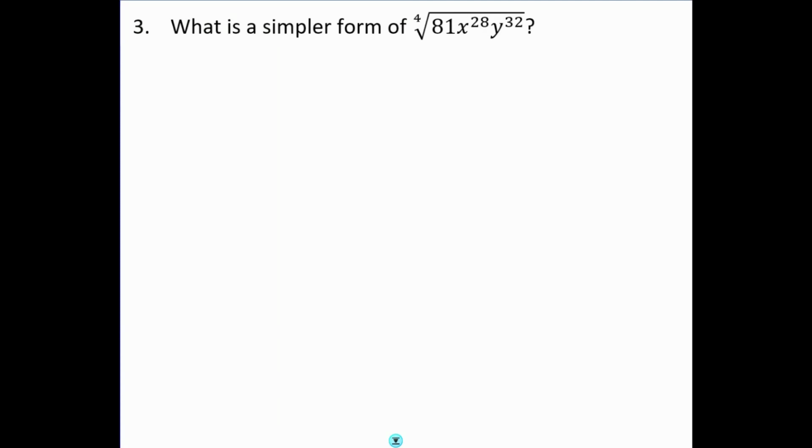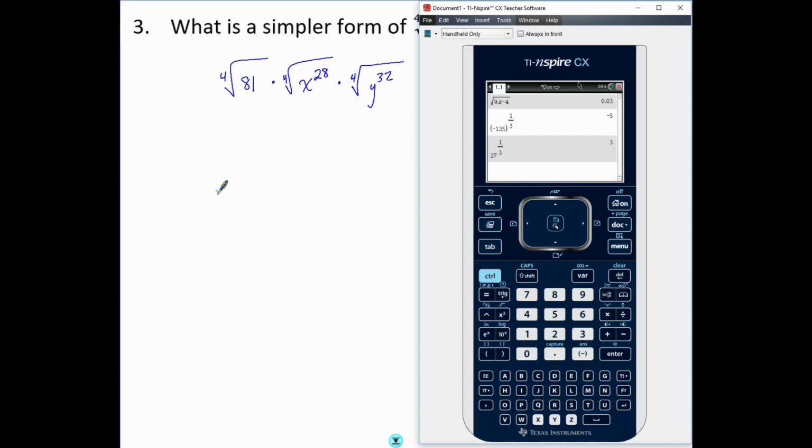Here we want to see what is a simpler form of all of this right here. What you're going to want to do is split this up wherever there's multiplication. So we have 2 parts where there's multiplication. And so we're just going to have the fourth root of 81 times the fourth root of x to the 28th power times the fourth root of y to the 32nd power. Well, the fourth root of 81, let's see what that is. And actually, let me rewrite that first.